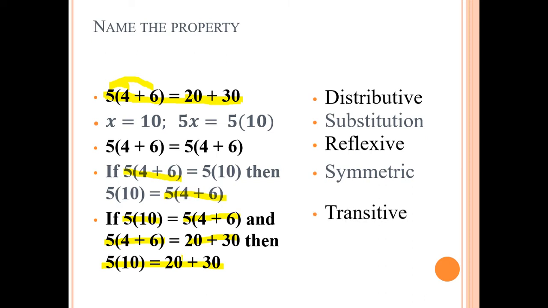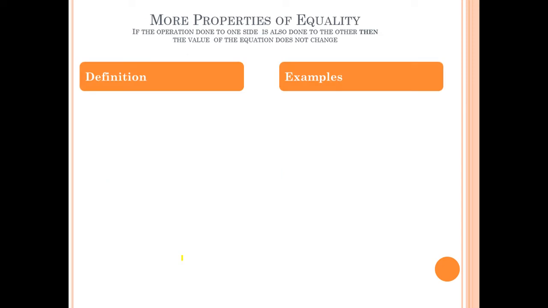So again, it's transitive property. So next, there's a couple more properties of equality that we need to go over, but these are all essentially using the same idea that if something happens on one side of the equation, it also must be done on the other side of the equation. Again, these are things that you've already been doing or have done in algebra. This is just putting a justification as to why we do these steps.